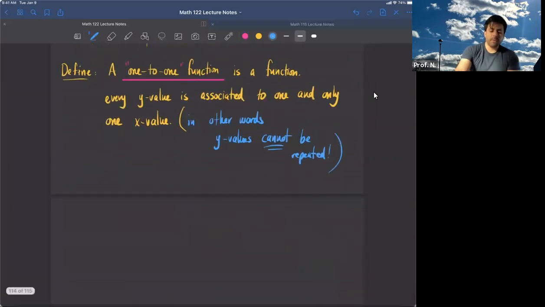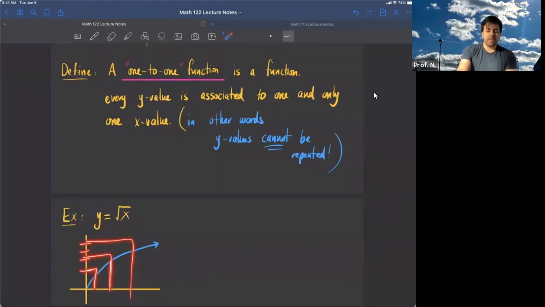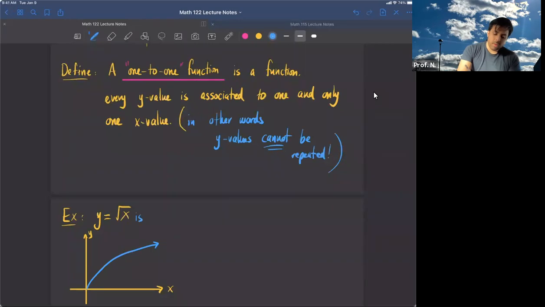So I'm going to give you an example of a one-to-one function, and I'll give you an example of what's not a one-to-one function. So for example, if I take the square root of x, the parent function here, this is a one-to-one function. Why is it one-to-one? Because for every y value, there's only one x value. So y equals f of x is one-to-one.